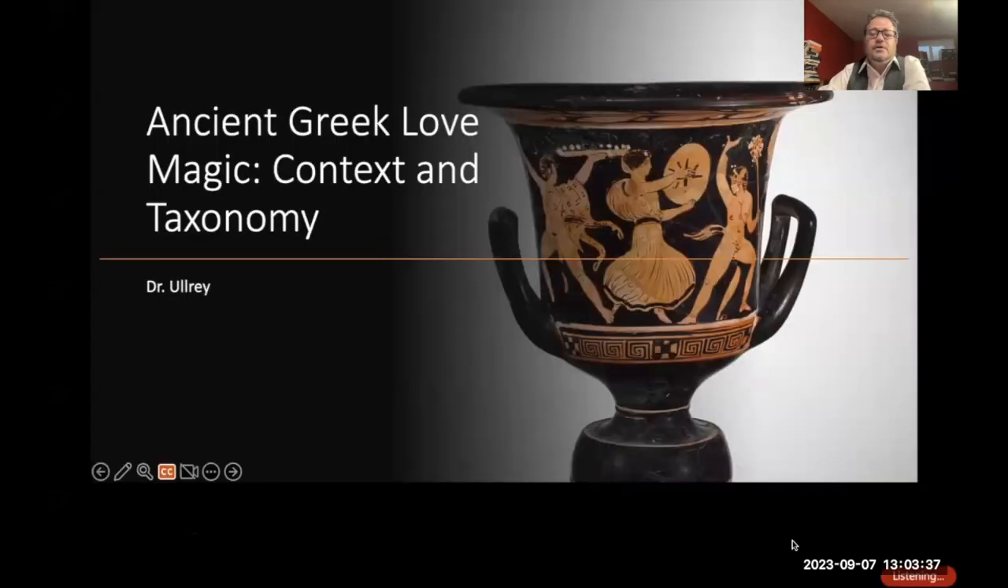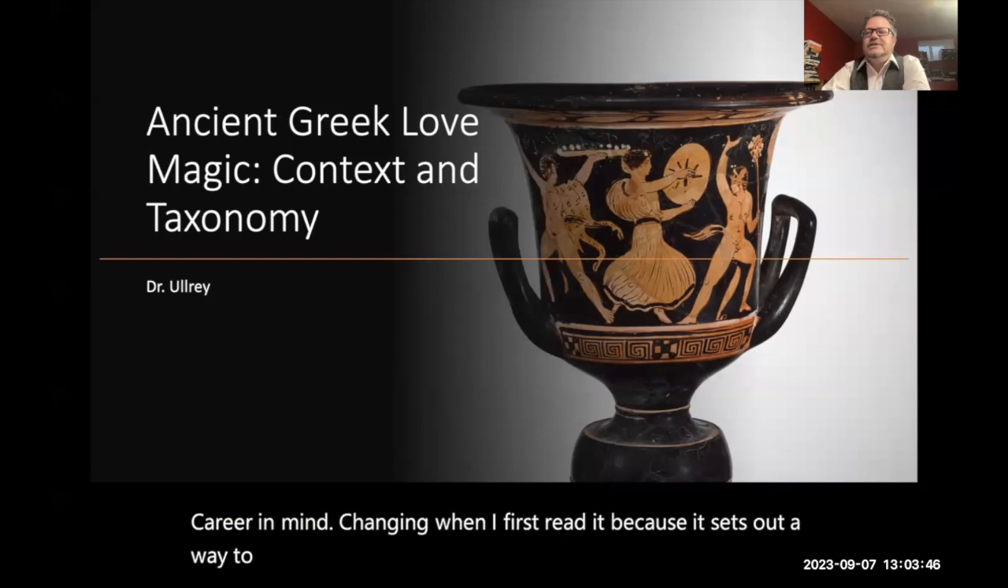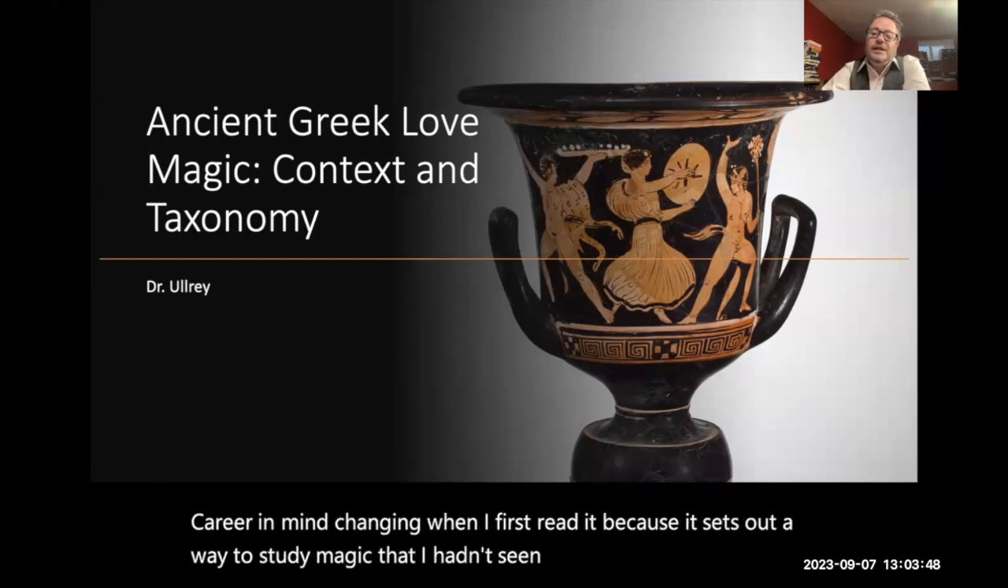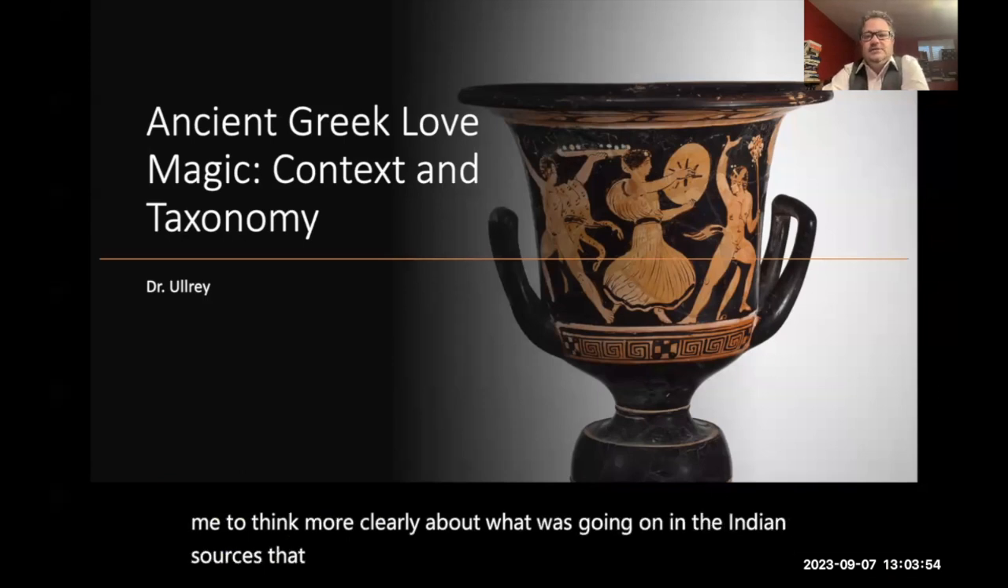It's a really great book and was really career and mind changing when I first read it, because it sets out a way to study magic that I hadn't seen before and really allowed me to think more clearly about what was going on in the Indian sources that I was translating out of Sanskrit. So, ancient Greek love magic: context and taxonomy.